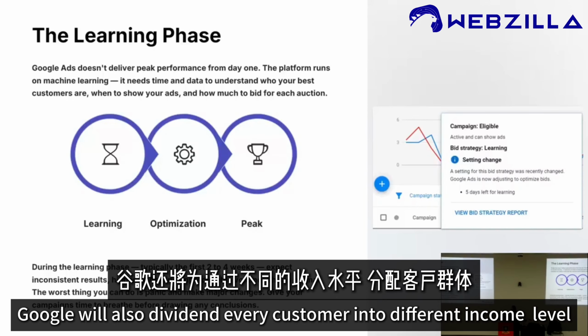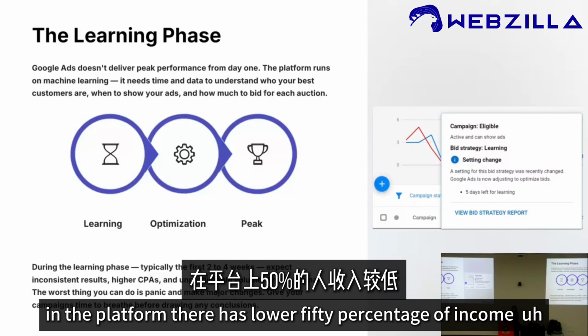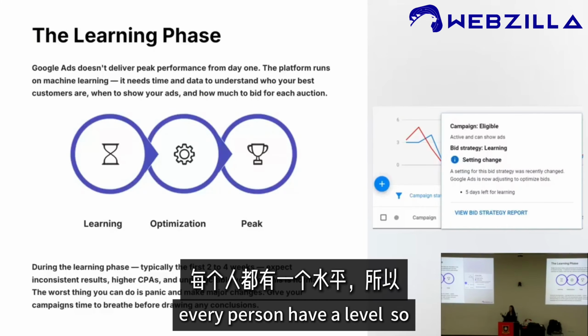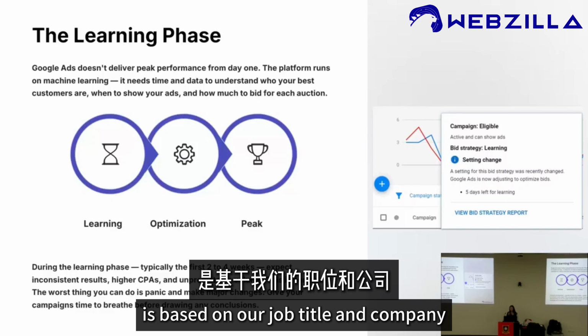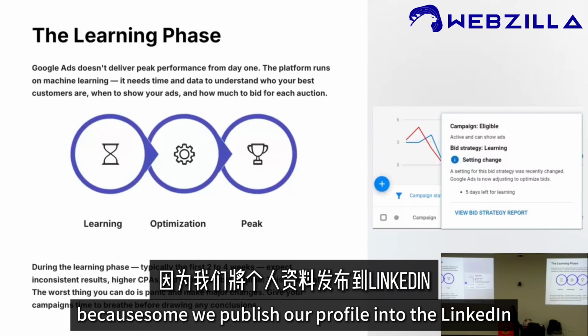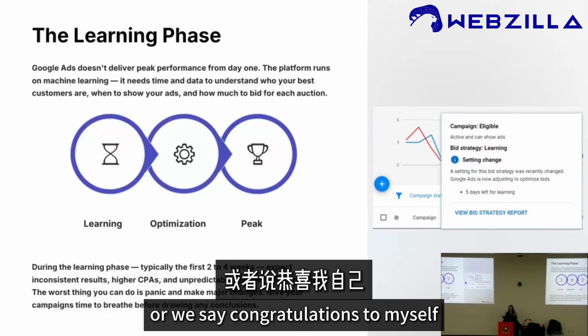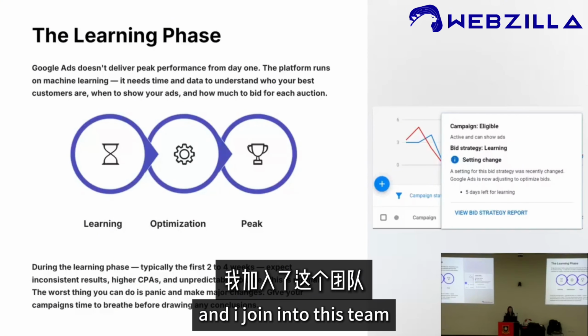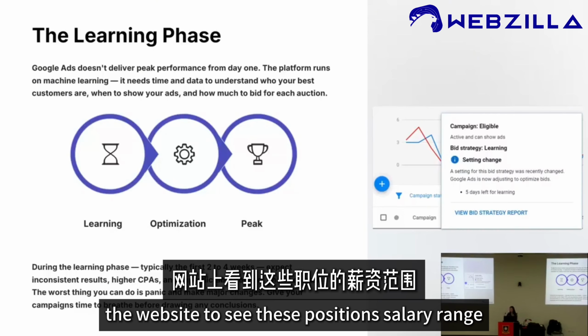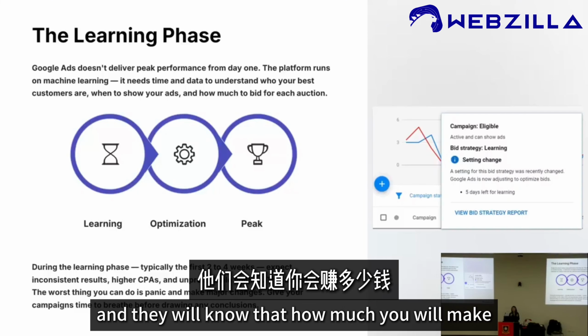Besides that, Google will also divide every customer into different income levels. So in the platform, there is a lower 50% of income level. Every person has a level. How they identify how much money we make is based on our job title and company. When we publish our profile on LinkedIn, saying congratulations to myself, I got a good interview and joined this team, they will index all the information on the website to see the salary range of these positions. And they will know how much you will make.